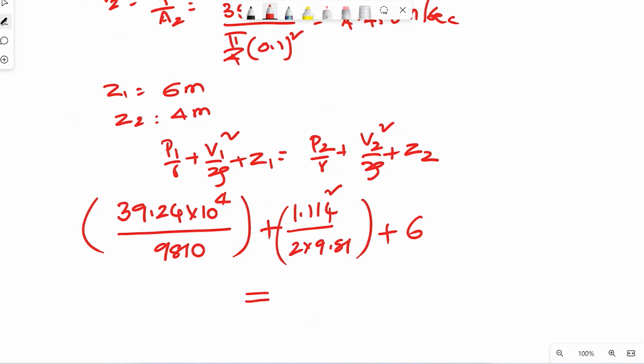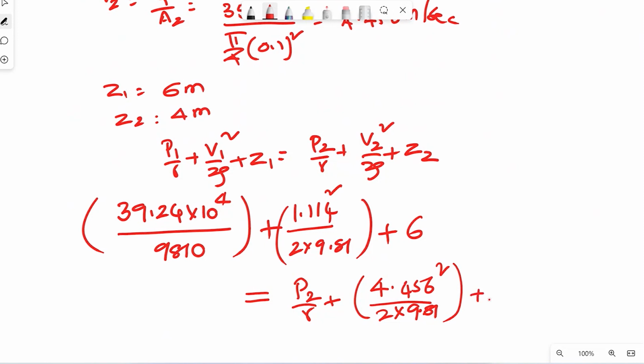6. It is equal to P2 by gamma, which is unknown. V2 squared by 2G is what? 4.456 square divided by 2 into 9.81, plus Z2, how much? So therefore calculate P2.